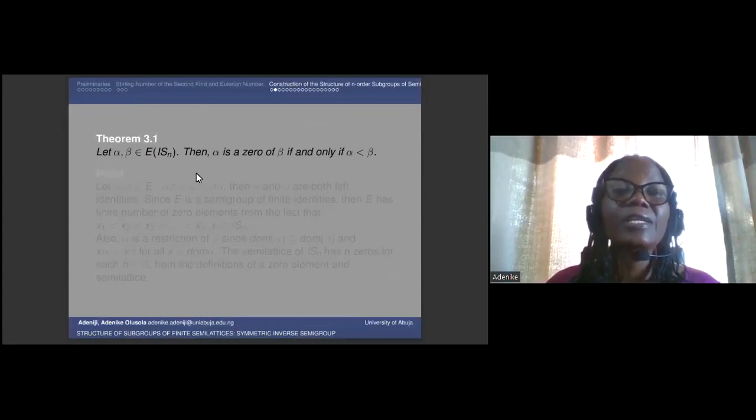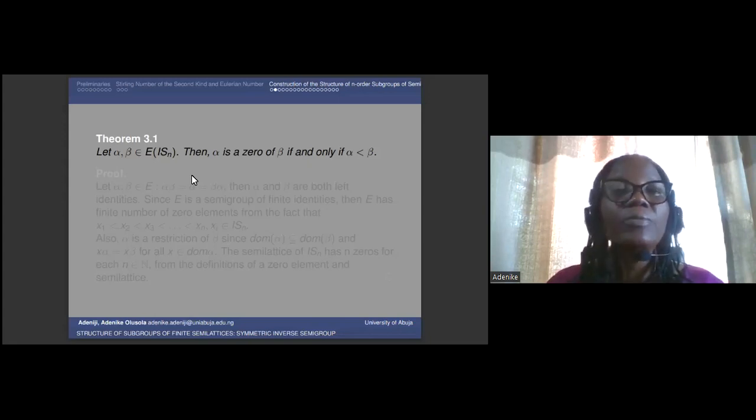That is, we say that an element is a zero element if there exists another element in the set. Let's denote the element with alpha, and there exists another element beta, such that alpha beta is equal to alpha and is equal to beta alpha. So it means both elements are left identities, and one is the zero of the other.